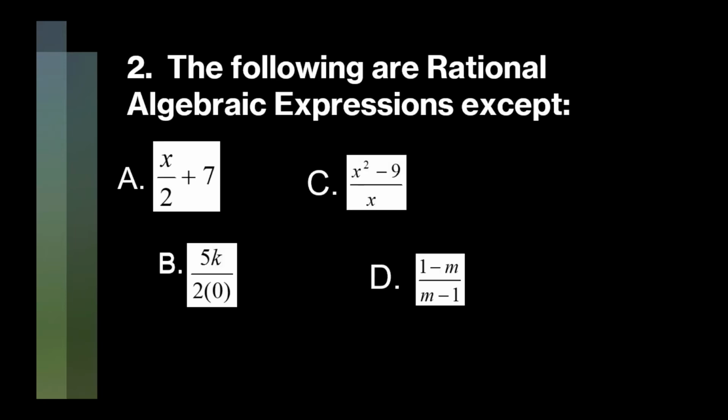Question number 2. The following are rational algebraic expressions except letter A, x over 2 plus 7. Letter B, 5k all over 2 times 0. Letter C, x squared minus 9 all over x. Or letter D, 1 minus m all over m minus 1.